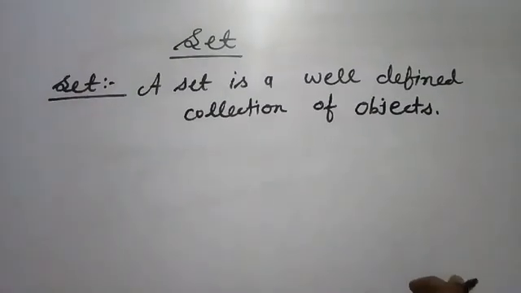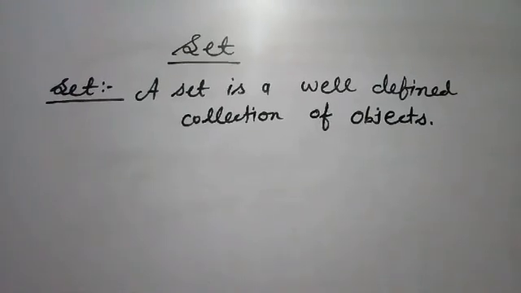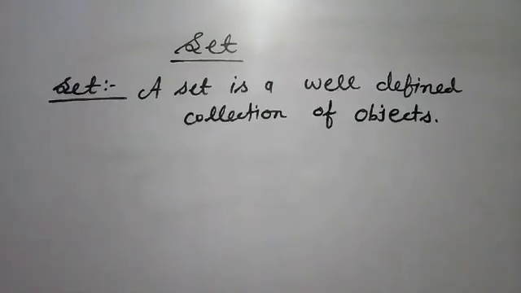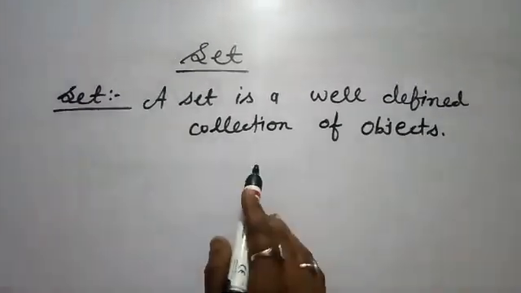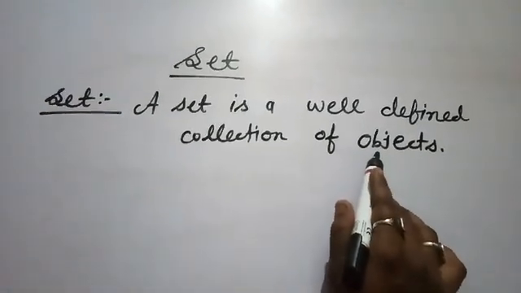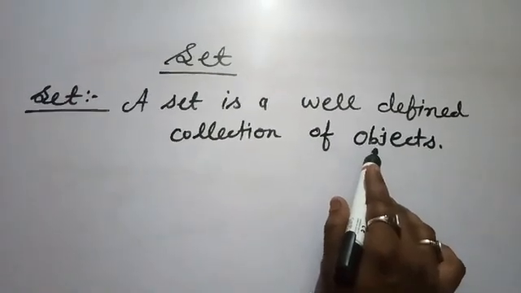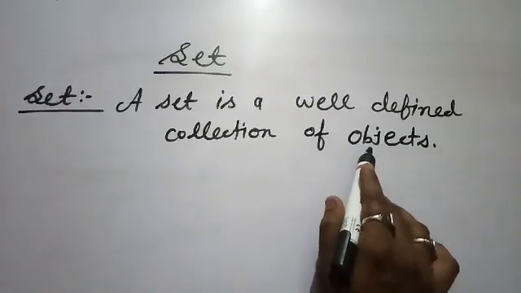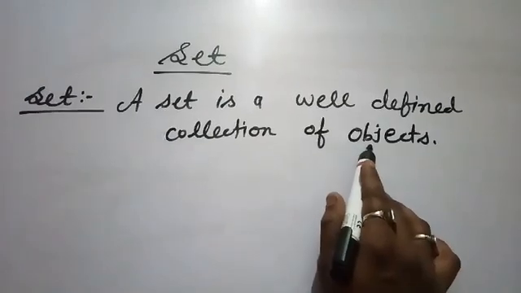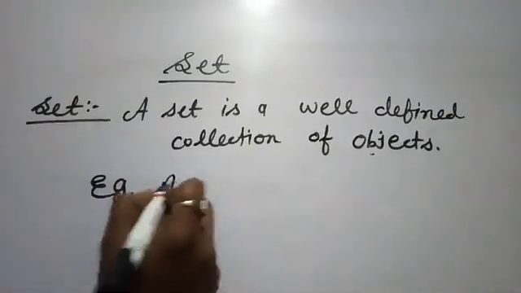Set. A set is a well-defined collection of objects. It means if we have some values, things or objects, and they all have a common quality, then they can be written in set form. So let's take some examples.